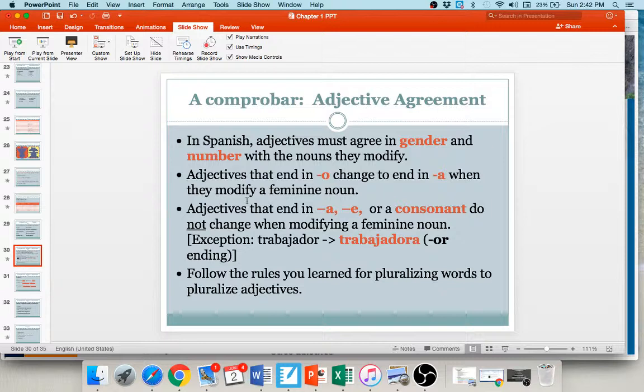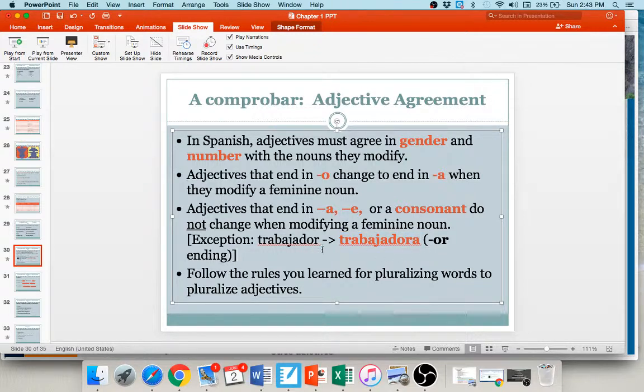Now, what if you have an adjective like trabajador that doesn't end in an A or an O? Well, in this case, trabajador is the default masculine. It already means hardworking masculine. If I want to make it feminine, if I have a hardworking woman, she would be trabajadora. You just add an A.